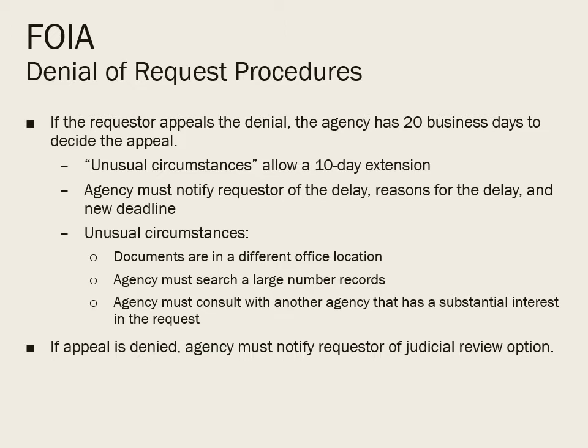If the appeal is denied, again, the agency's got to let the requester know about the denial, and also let the requester know that they can get judicial review by appealing that denial to an Article III court.